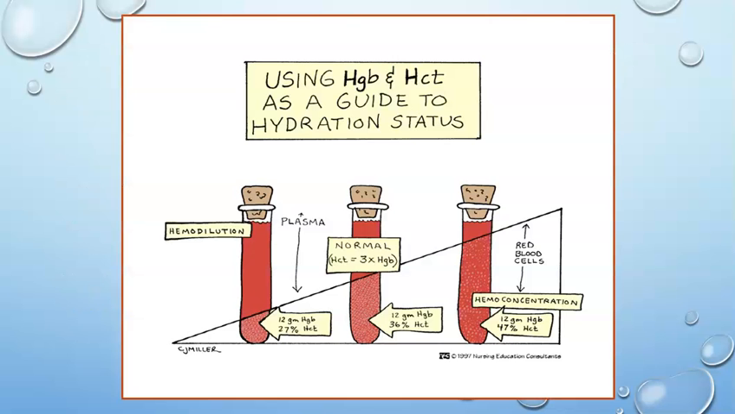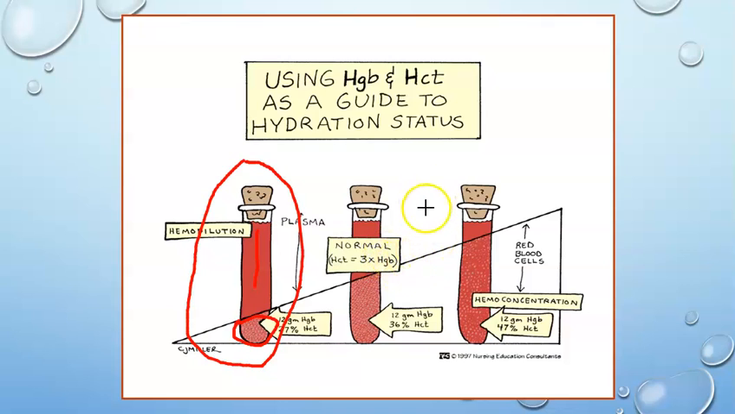This picture references blood samples in relation to hydration status. So you see the blood vial on the left. This is hemodilution. So all this up here is fluid, and this down here is our blood cells. So their hemoglobin and hematocrit will be lower.